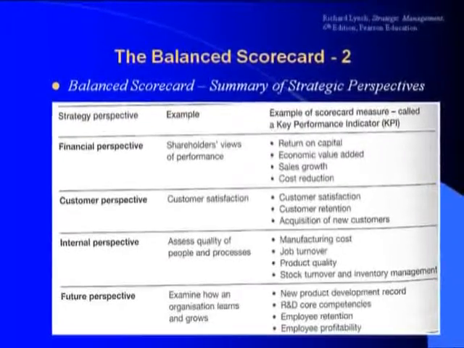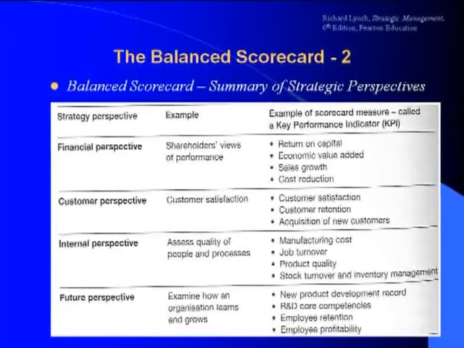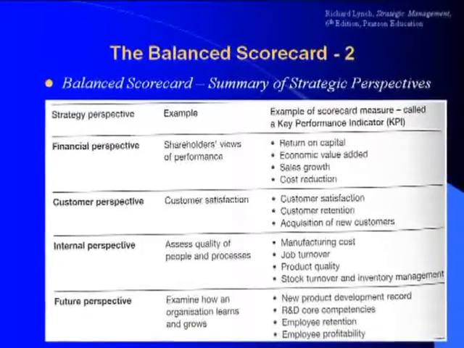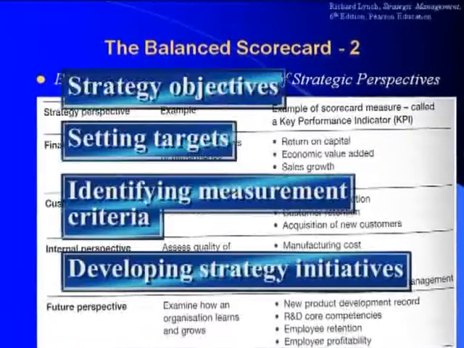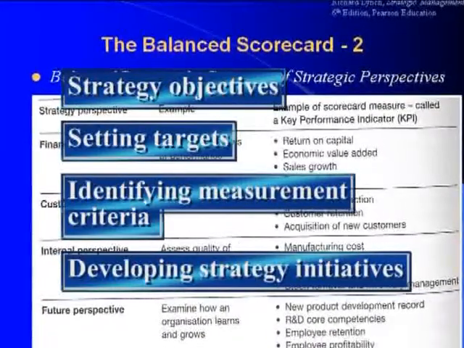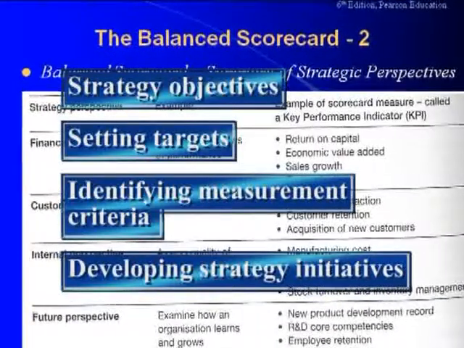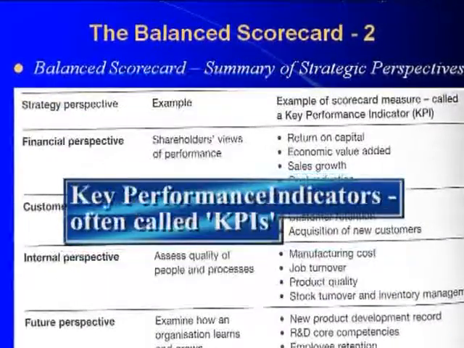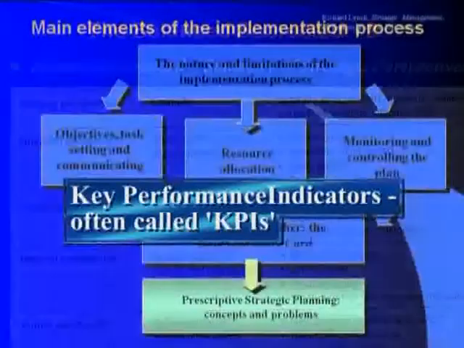The 4 strategy perspectives that then appear on every scorecard are 1. Financial, 2. Customer, 3. Internal, and 4. Future. These are translated into 4 steps: strategy objectives, setting targets, identifying measurement criteria, and developing strategy initiatives. The targets are summarized as key performance indicators.